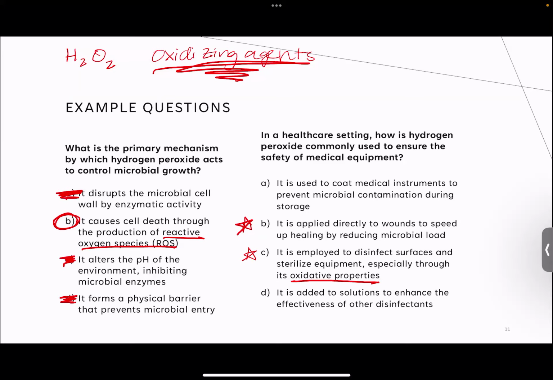Is it added to solutions to enhance effectiveness of other disinfectants? Typically not, because it's a reactive oxygen species. It might react with other chemicals, so we don't usually mix it with other things. So we're not coating the instruments to prevent contamination in storage. That's not what we're doing. That was a pretty straightforward one. But why is B wrong? Do we apply it directly to wounds to speed up healing by reducing microbial load? Can it reduce microbial load? Yeah, it will reduce microbial load, but it doesn't speed up healing. Why? Because it also causes damage to our cells. So that's why this one's wrong. Make sense? So it's going to be C there.